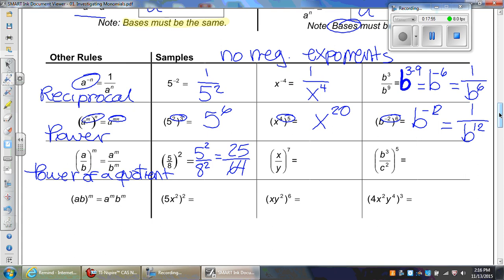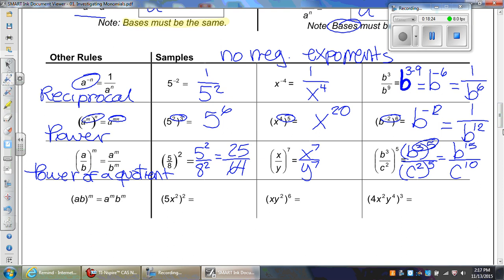The next one, we just have variables, so it will be x to the power 7 divided by y to the power 7. And here we will have b to the 3rd power, but then raised to the 5th. And then c squared raised to the 5th power. So here we remember we multiply the exponent, so this will be b to the power 15 over c to the power 10.